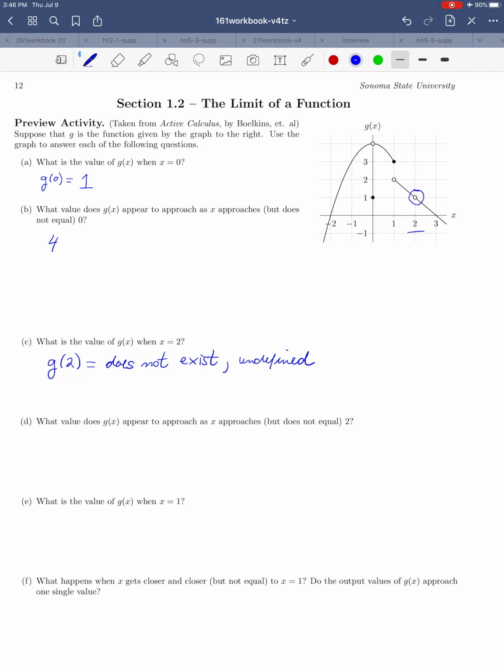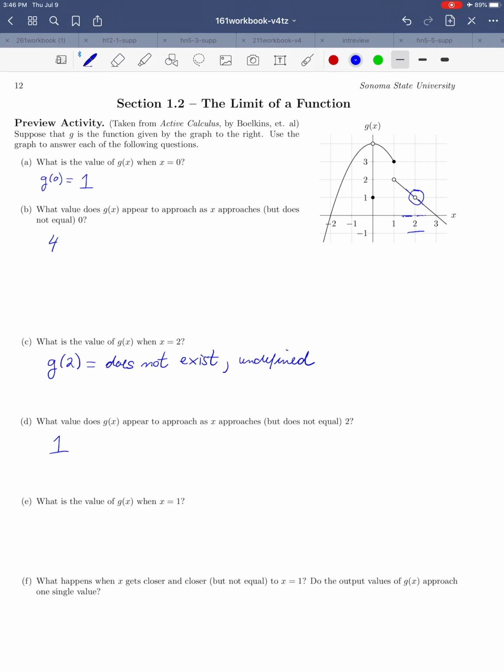But what happens to g of x as x approaches but is not equal to 2? So again, what happens to the output values if our input values approach 2, either from the left or from the right? And something very similar is happening that we saw in part B. If we approach from the left, output values are getting closer and closer to 1, and if we approach from the right, also output values are getting closer and closer to 1. So we can actually say that the value that g of x appears to be approaching as x approaches 2 is equal to 1.